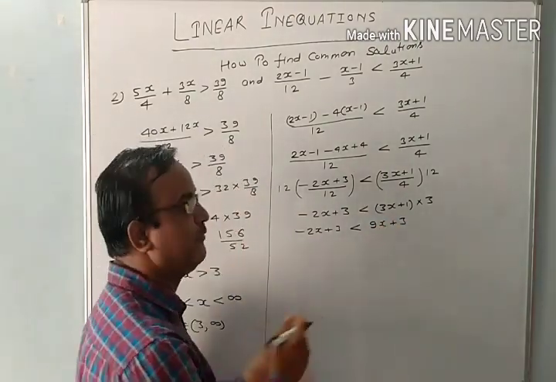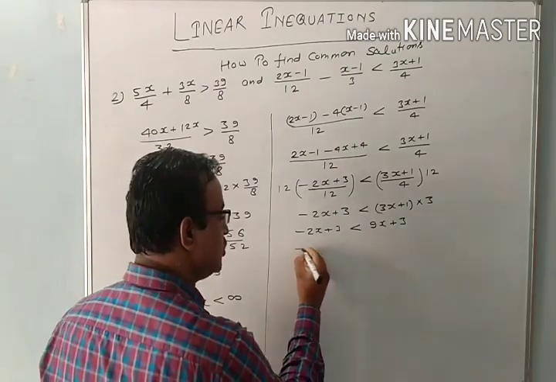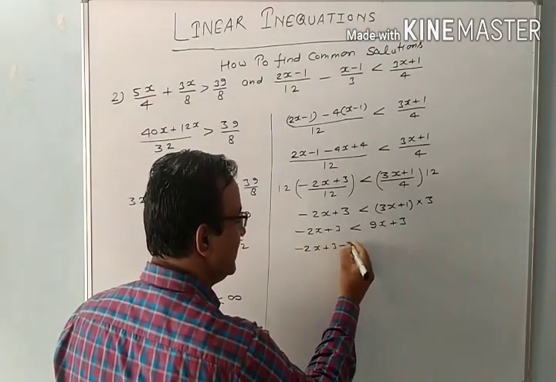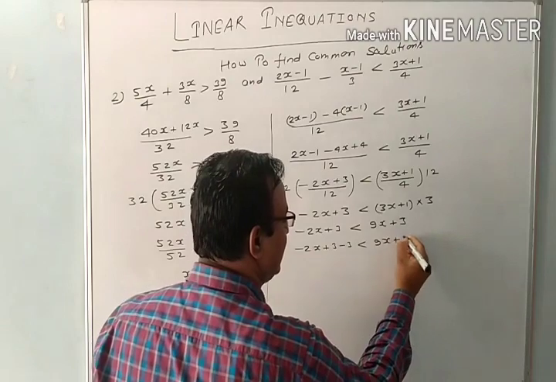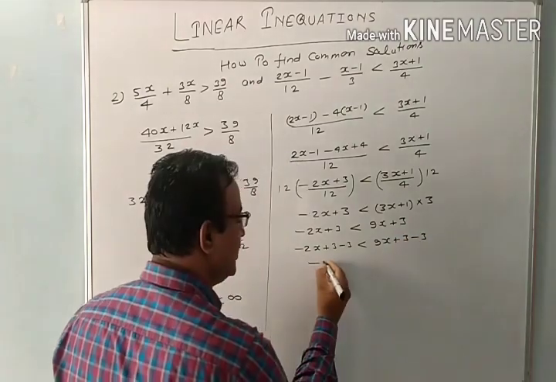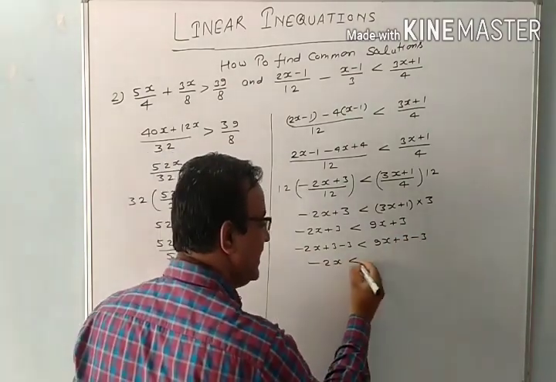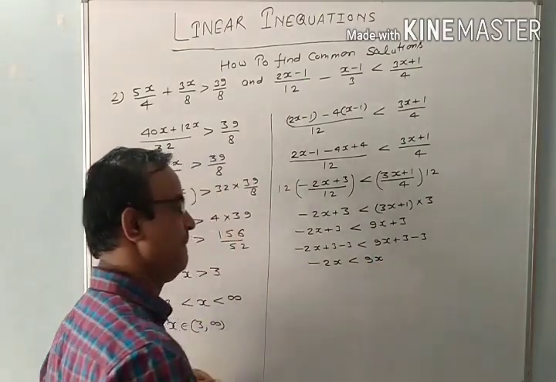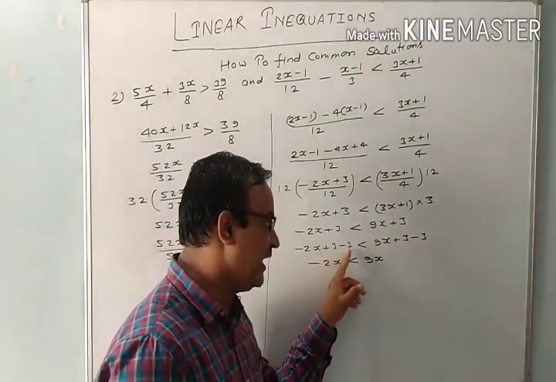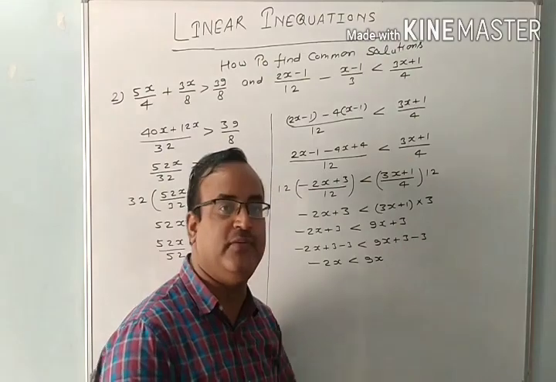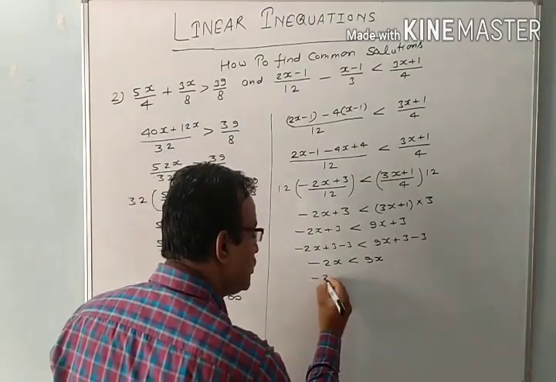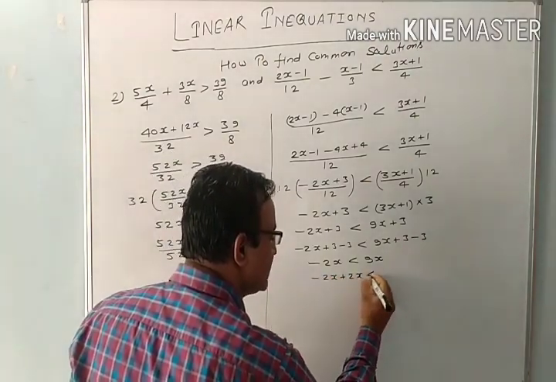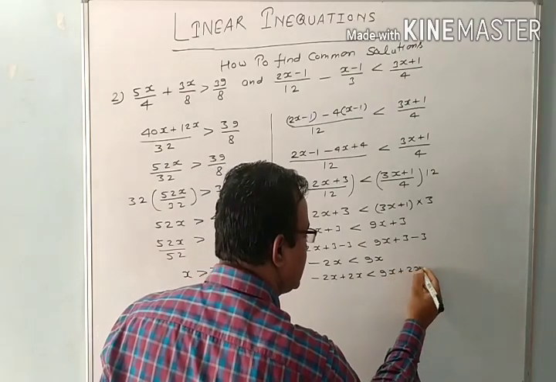Now we have to solve it for x. So minus 2x plus 3 minus 3 is less than 9x plus 3 minus 3. So it is minus 2x is less than 9x, as 3 cancels out 3 on both sides. So we'll write minus 2x plus 2x is less than 9x plus 2x. So it is 0.